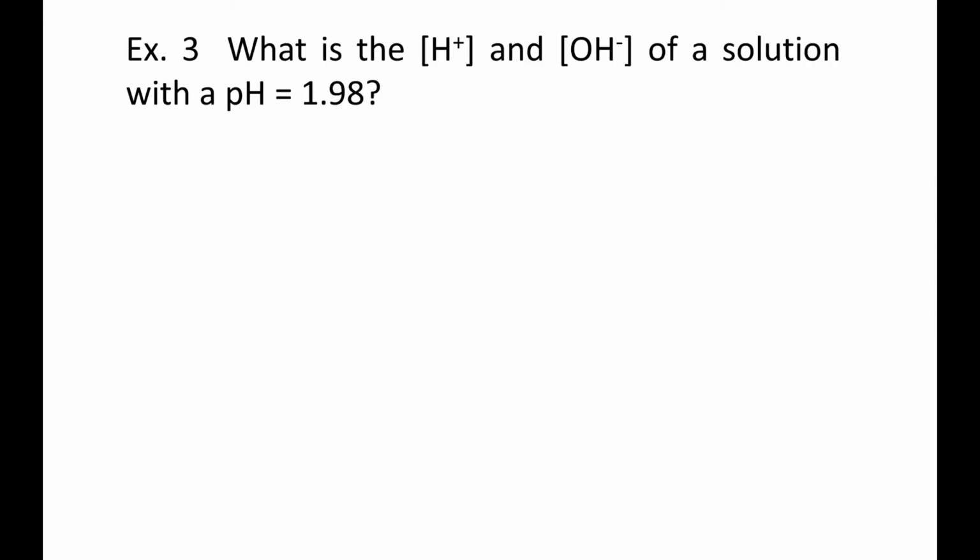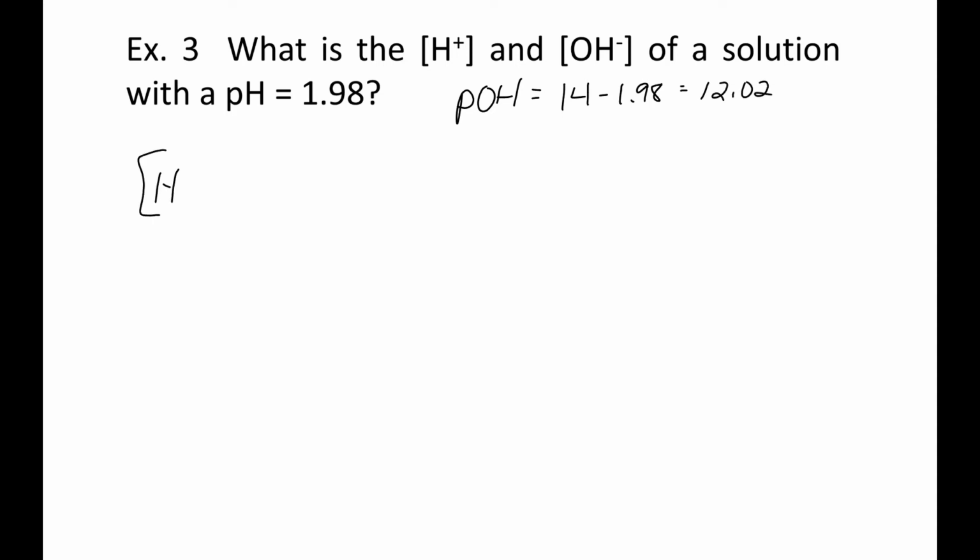Okay, what is the hydroxide and hydrogen ion concentration of a solution with a pH of 1.98? Well, the first thing we need to do is calculate the pOH. So that's 14 minus 1.98, which is 12.02.